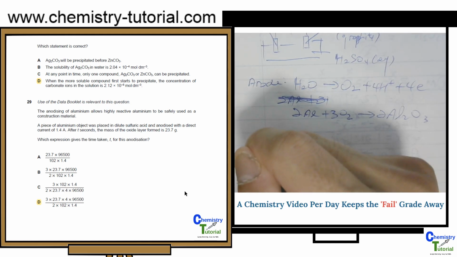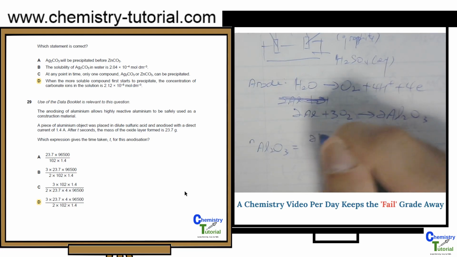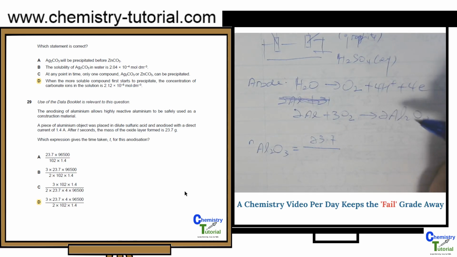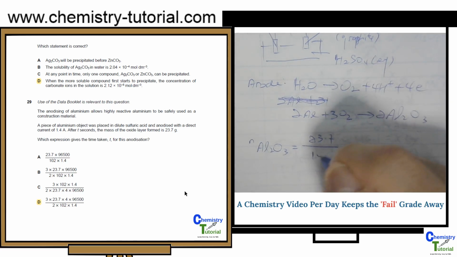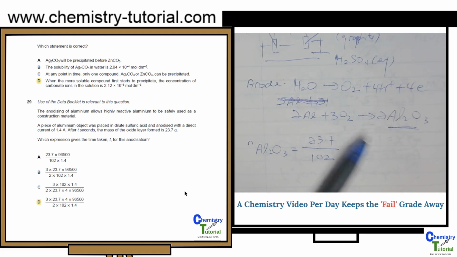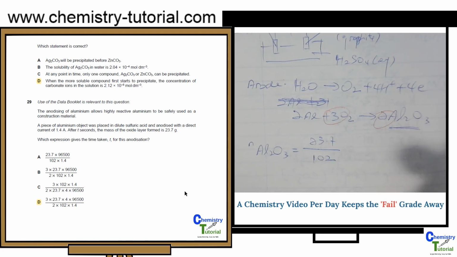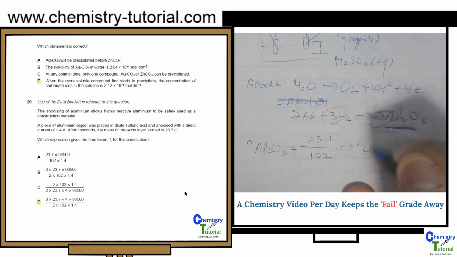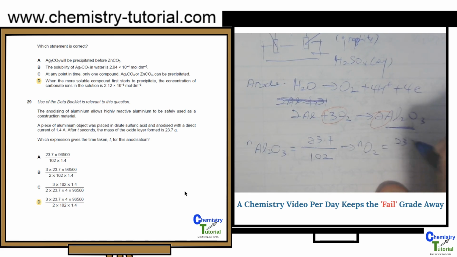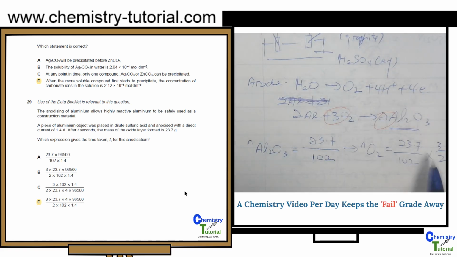So let's find the number of moles of aluminium oxide, which is 23.7 over the Mr of aluminium oxide, which turns out to be 102. That is the number of moles of aluminium oxide. However, if you look at the mole ratio, you'll notice that the mole ratio of aluminium oxide to oxygen is 2:3. So from here we can get the number of moles of oxygen, which is 23.7 over 102, divided by 2 times 3.